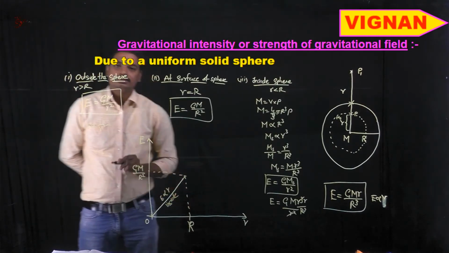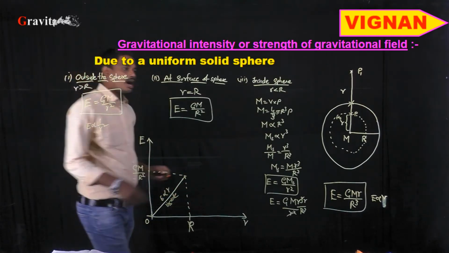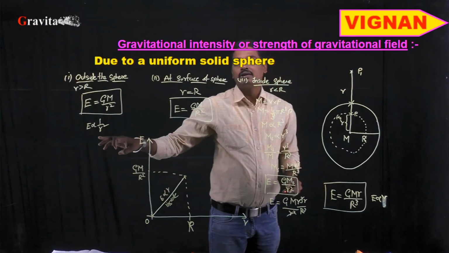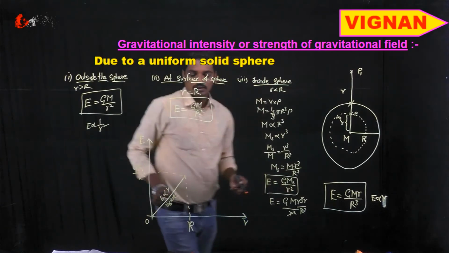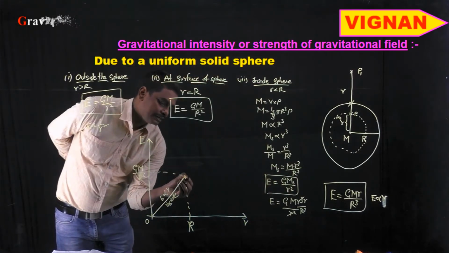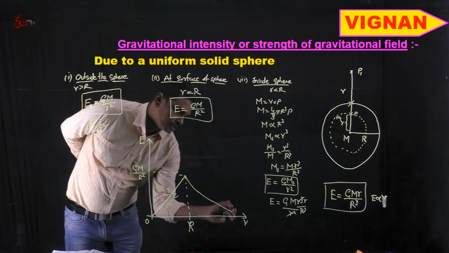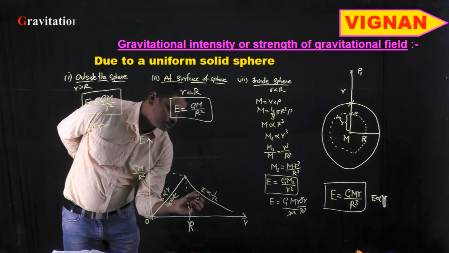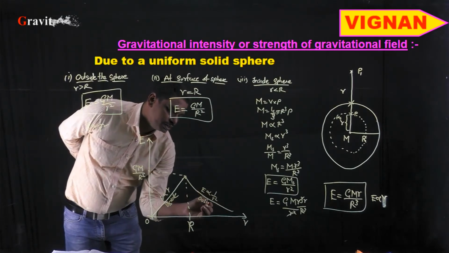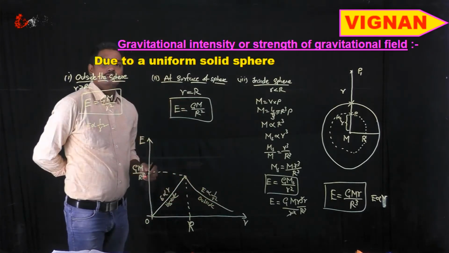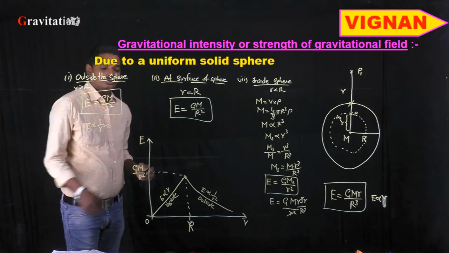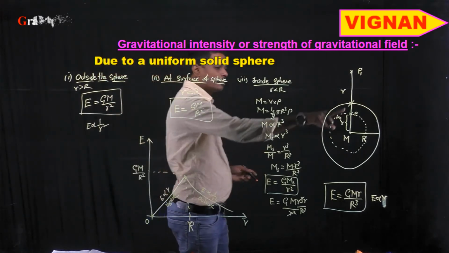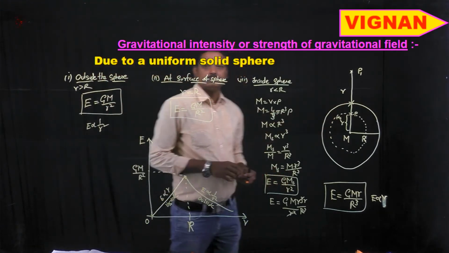Thereafter, as r goes on increasing, that is, we are going outside the solid sphere, E is inversely proportional to the square of the distance. So the graph will be decreasing in this manner. Here E is proportional to 1 by r square. It is outside the solid sphere. So the strength of the gravitational field, or intensity of the gravitational field, is the maximum at the surface of the solid sphere.